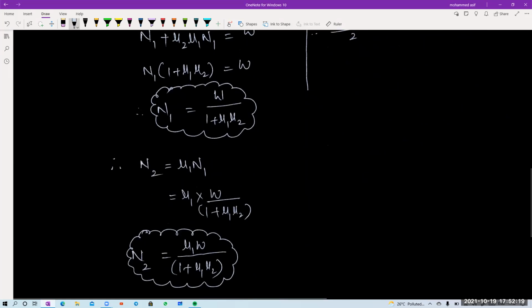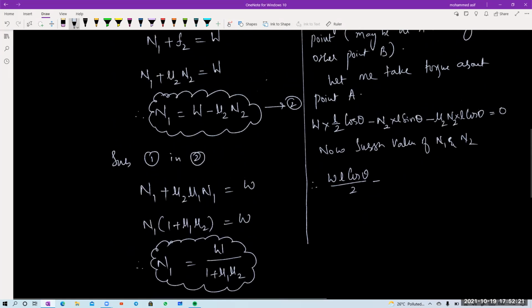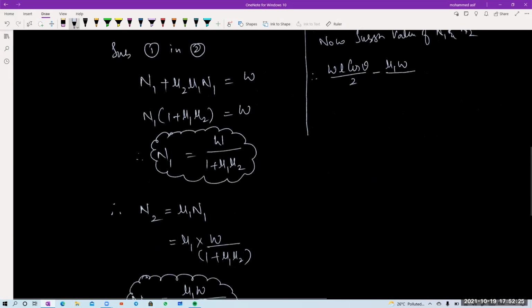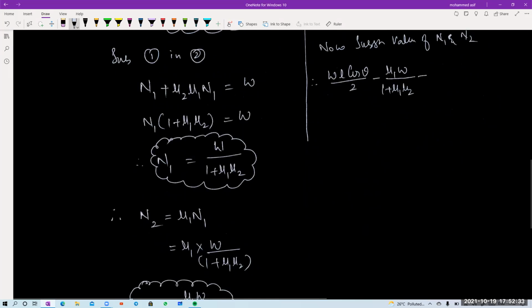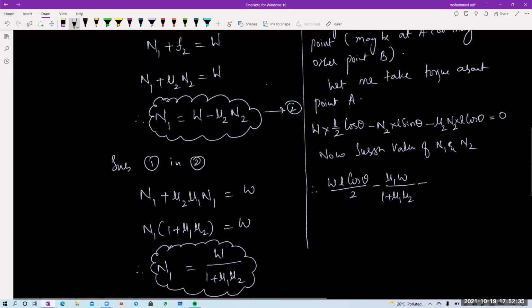N2, how much did I get? Mu1 into W. So this one will be mu1 into W divided by 1 plus mu1 into mu2. It is 1 plus mu1 into mu2 minus N2. What is the value of N2 we got? N2 only, we did it now.